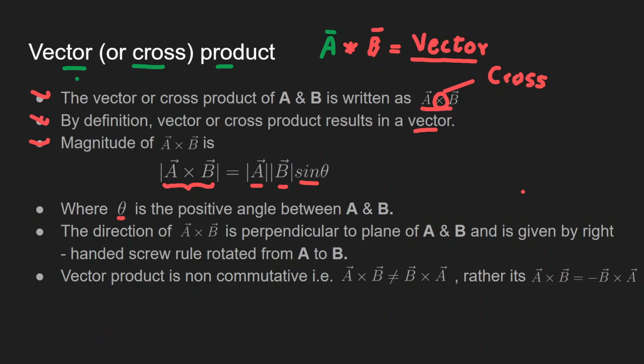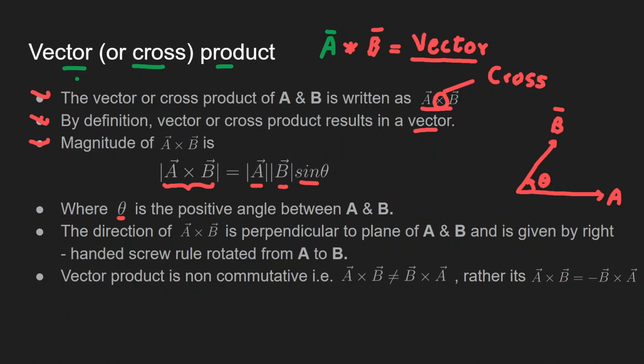Positive angle means if I have this vector A and this vector B, then this theta is the positive angle from A to B. So this is important, how we write A cross B. The angle should run from A to B.